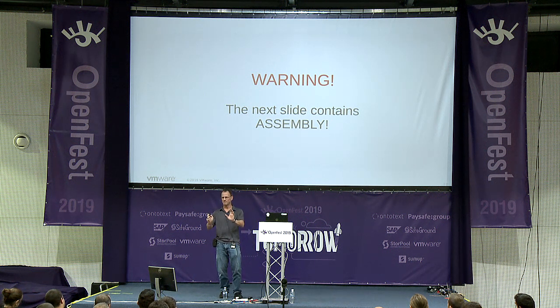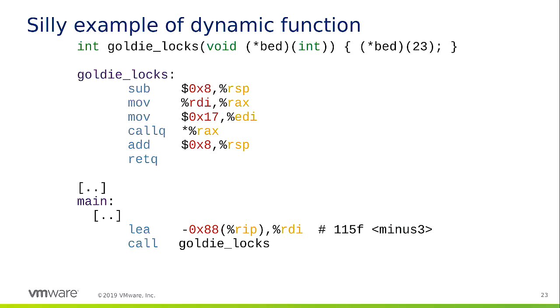You've been warned. OK. I take the dynamic function, and I compile it, and then I do objdump, and I look at the code itself. So the first thing it does is it subtracts 8 from the stack pointer. I don't even know why it's doing that. OK, it's keeping a buffer on the stack pointer for some reason, whether or not I need it or not.